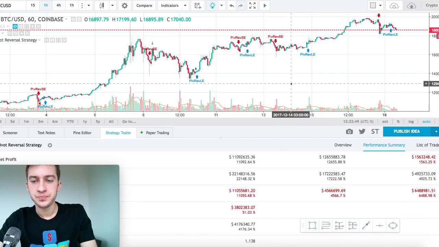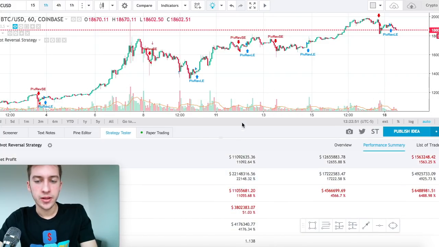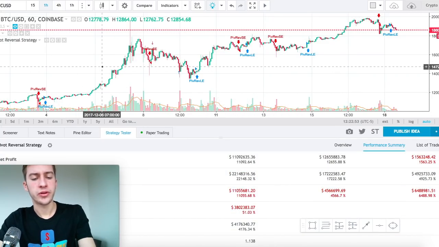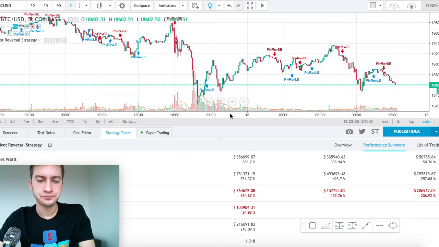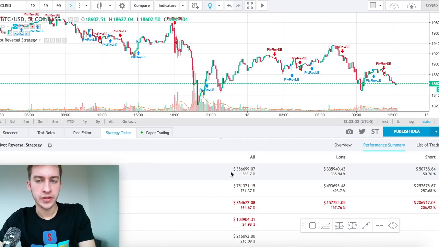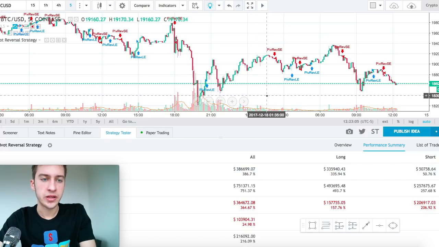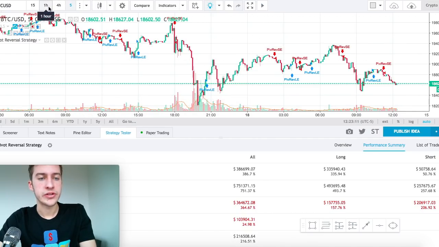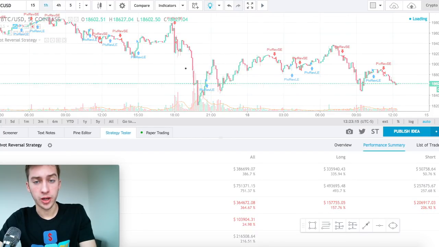So yeah, that's the hourly. But these numbers actually change. If I go to the 5 minute, we can see that it's still higher. The net profit's 386 now, and our buy and hold return is 216%. And this is the 5 minute if you would like to scalp using this indicator. But as we can see, the 1 hour is leagues better than the 5 minute for a few reasons.